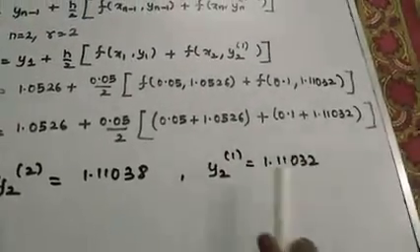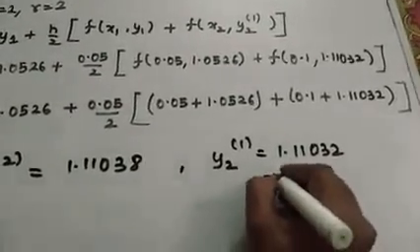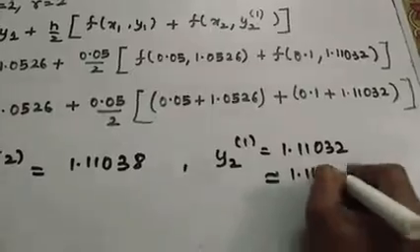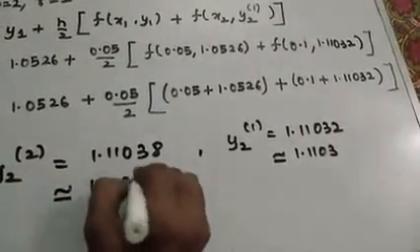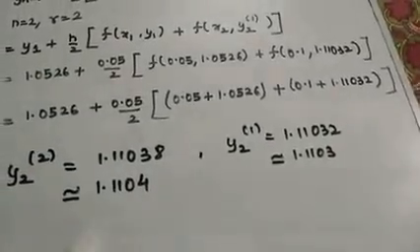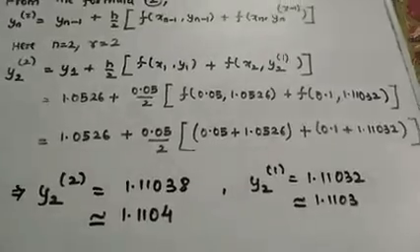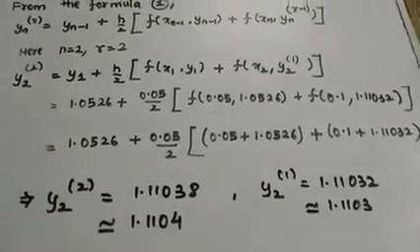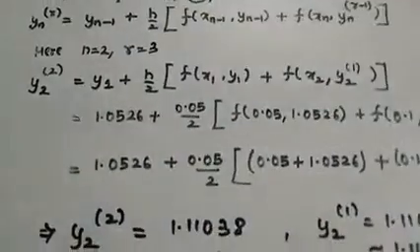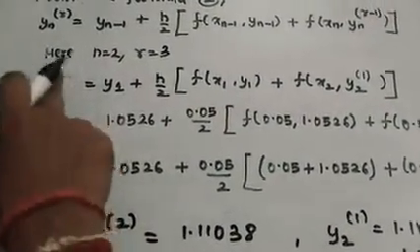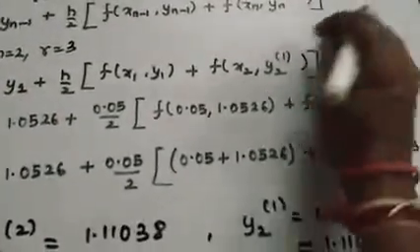So we can see that up to 4 decimal places, if you approximate this, it is 1.1103, and if I approximate this to 4 decimals, we will get 1.1104. These two are not the same. For 4 decimals, that means we have to find the third modification. So finding the third modification means in place of r we are going to put 3. That means here y2 of 3, all the formula will be the same, just a small change is here.